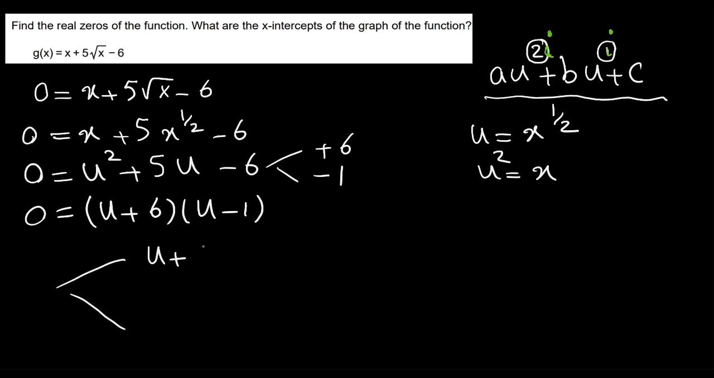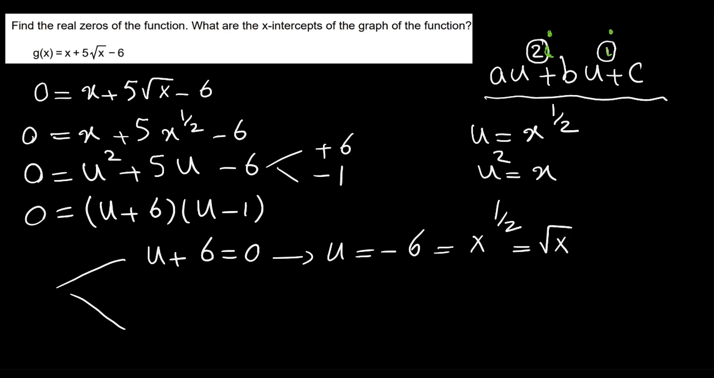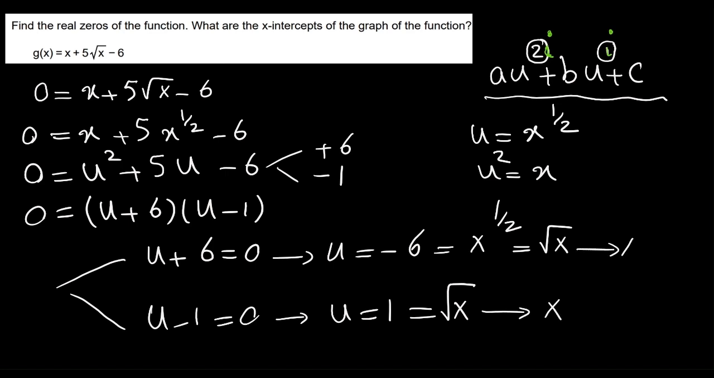So we conclude u plus 6 is 0 and u is negative 6. It means that x to power 1/2 is negative 6, or the square root of x is negative 6. And the other one, u minus 1 is 0. It means u is 1, or the square root of x is 1. Now we are looking for x.